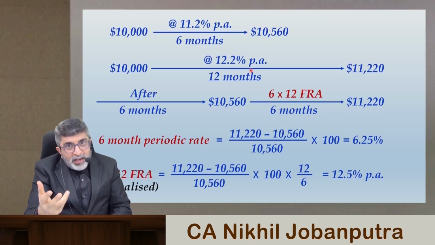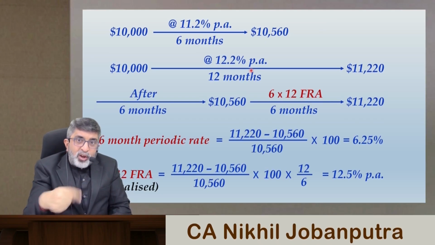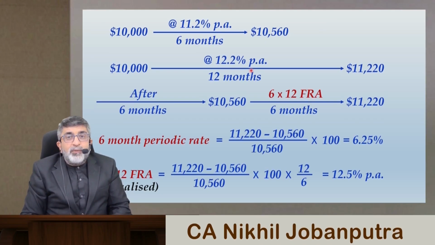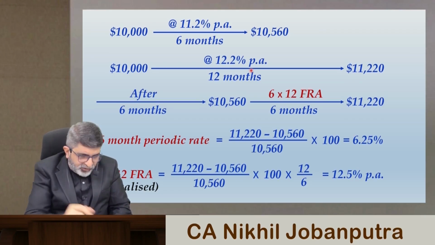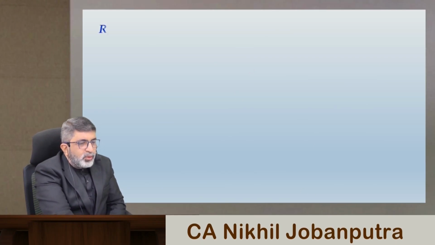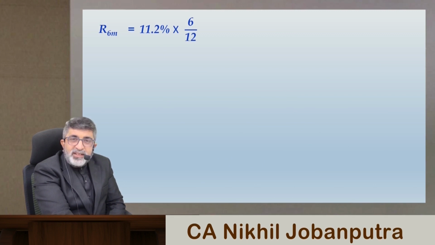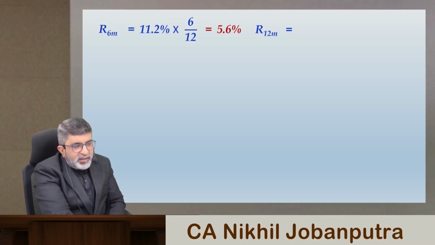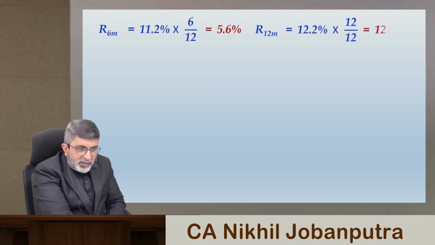But not to forget, we will now also use the logic that we have learnt in the forward rate model, particularly while dealing with the long-term FRA rates. So let me explain that as well. So what do you do? The 6 month borrowing rate we are converting into a periodic rate. It comes to 5.6% as periodic rate, and the 12 month rate remains 12.2% because the period itself is 12 months.